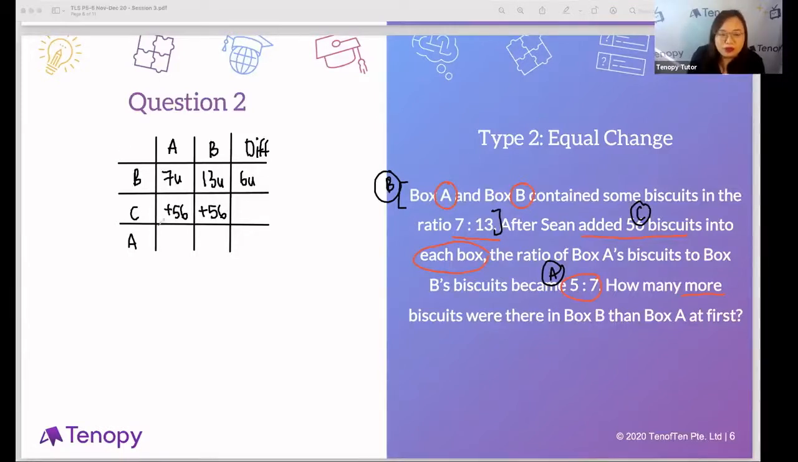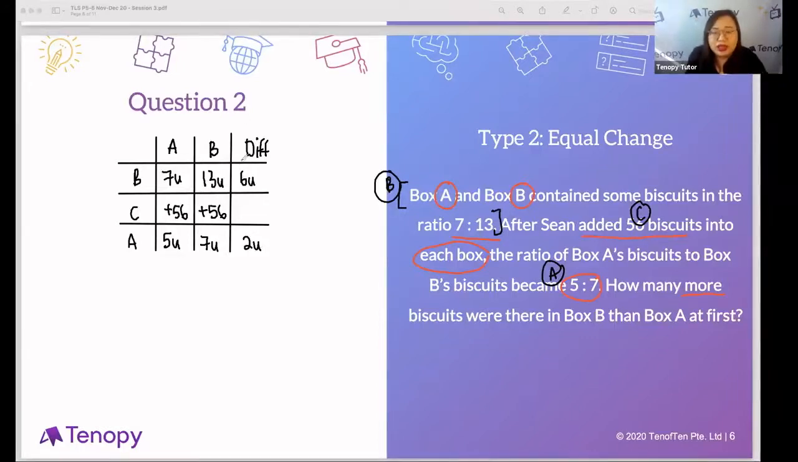You ended up with 5:7. So put 5 units, put 7 units. Difference is 2. Understand what I'm writing here? So I'll just fill in the boxes based on what we know. And then remember, constant difference. So I need to change my units to be the same.